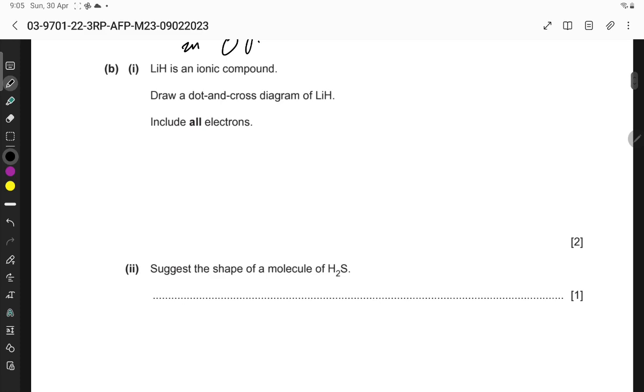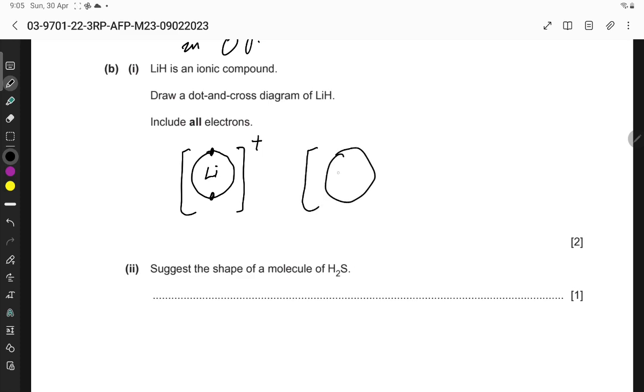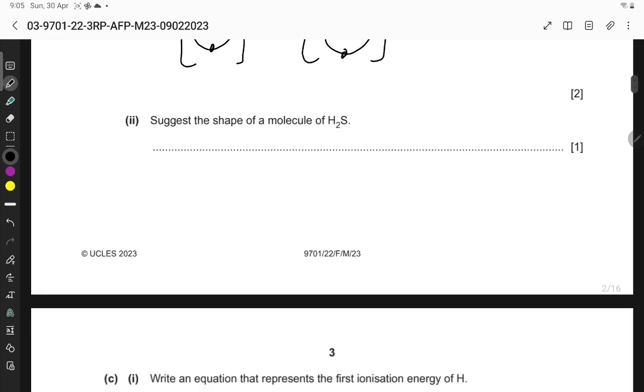Lithium hydride is an ionic compound. Draw a dot and cross diagram of lithium hydride. Include all electrons. This is lithium, and this is hydride. Negative ions.